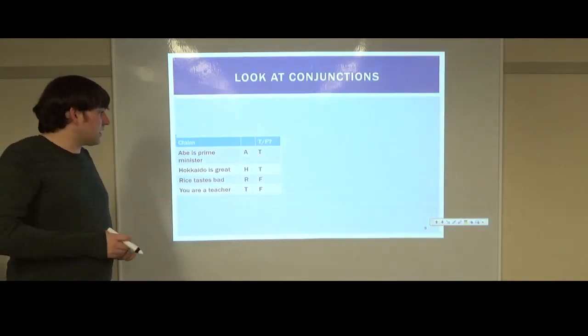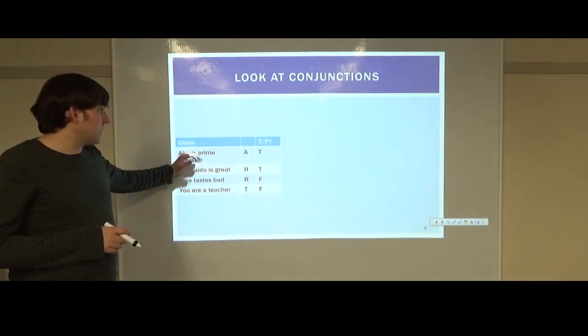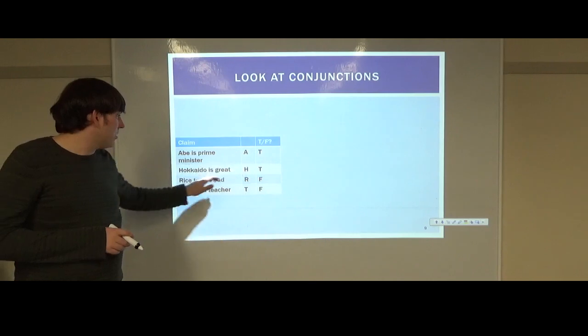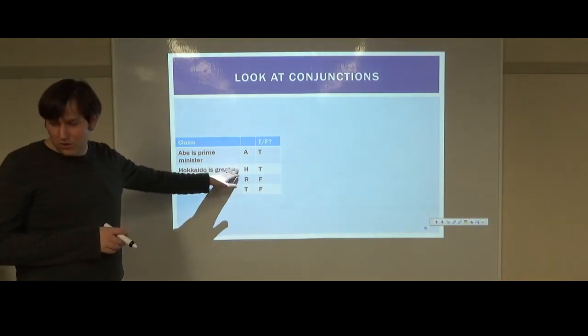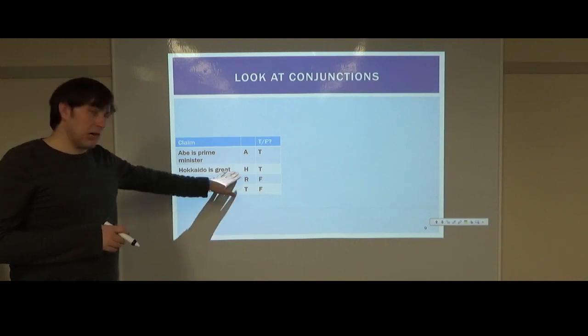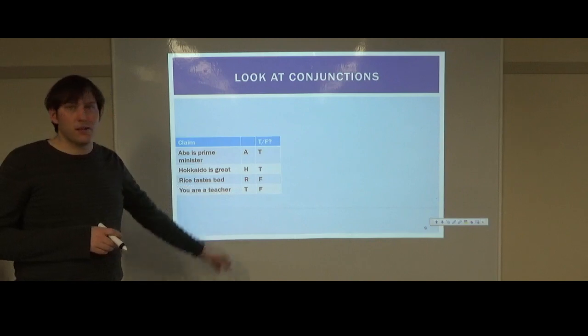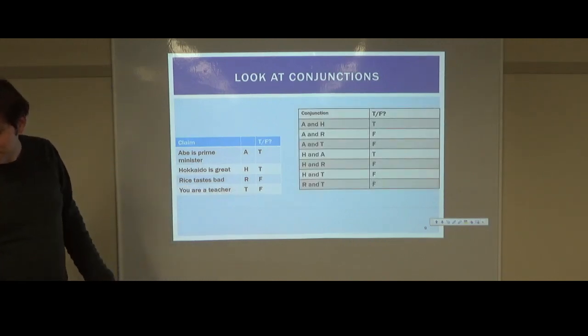Alright, let's look at conjunctions a little bit more. So Abe is Prime Minister. Let's call this A. This is true. Hokkaido is great. Let's call this H. This is true. Rice tastes bad. Let's call that R. And this is false. And you are a teacher. Let's call this T. And this is false.